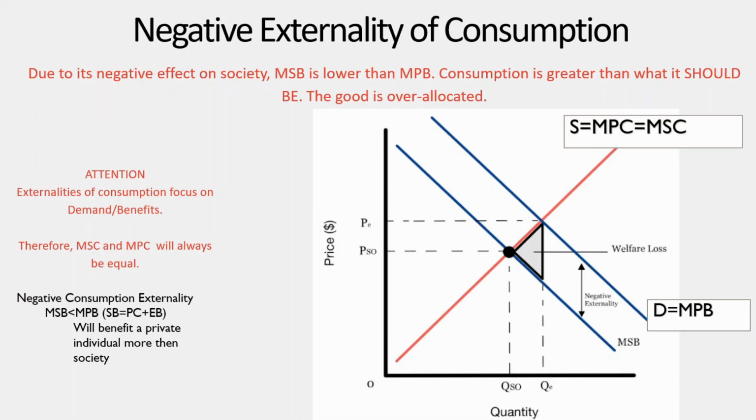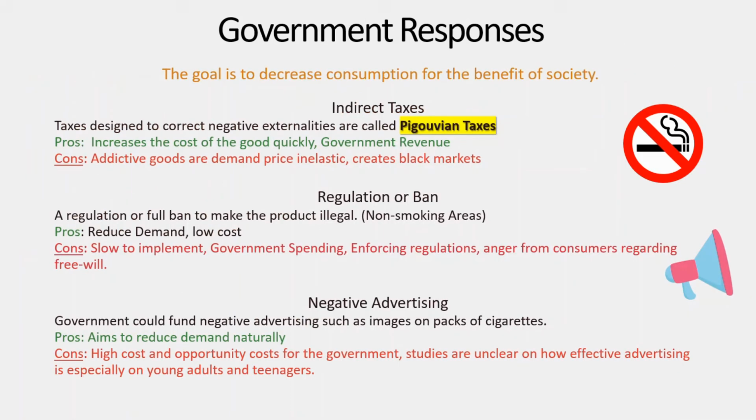Externalities of consumption focus on demand benefits. Therefore, MSC and MPC will always be equal. We've been seeing that back and forth for the things. In this right here, the marginal private benefits is greater than the marginal social benefits. So this will benefit a private individual more than society as a whole.